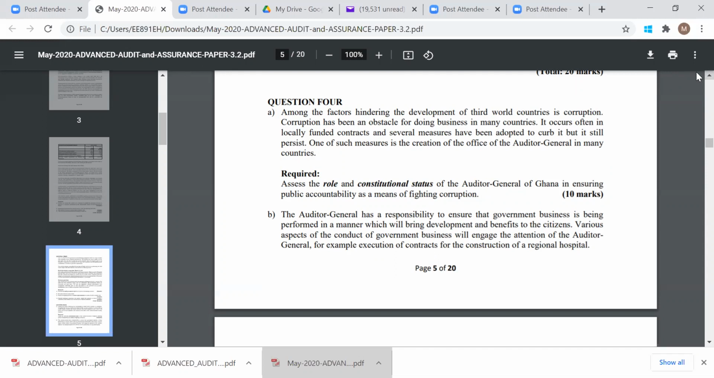Okay. So let's tackle A first. What are some of the roles and constitutional status? So you see it's highlighted. Let's talk about role first. What is the role of the Auditor General?